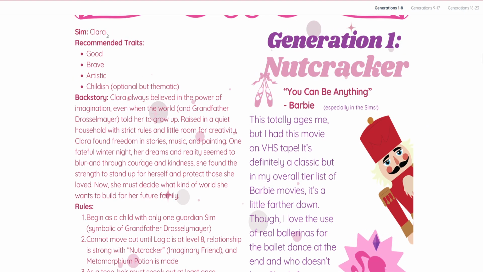So, Generation 1, which is where we are, the Nutcracker. The sim you're starting with is Clara. The recommended traits are good, brave, artistic, and childish. Now, as you can see, I only have 4 traits here, and technically only 3 of them required. I actually kind of broke my own rule. I don't know if I want to say it necessarily broke the rule. I'll explain when we look at Clara in a second, but I don't have all 3 of these traits right now. But by the time she reaches young adult, where all 5 of her traits have to be filled, I have to have at least these first 3 as her traits.